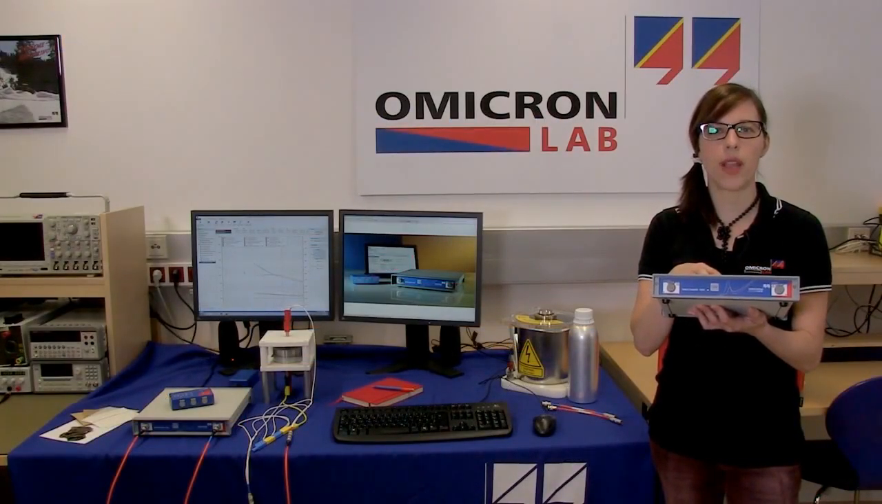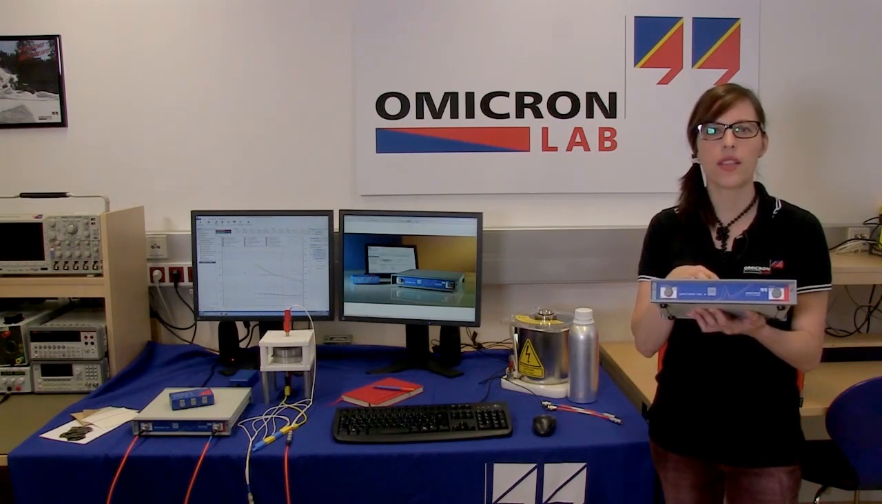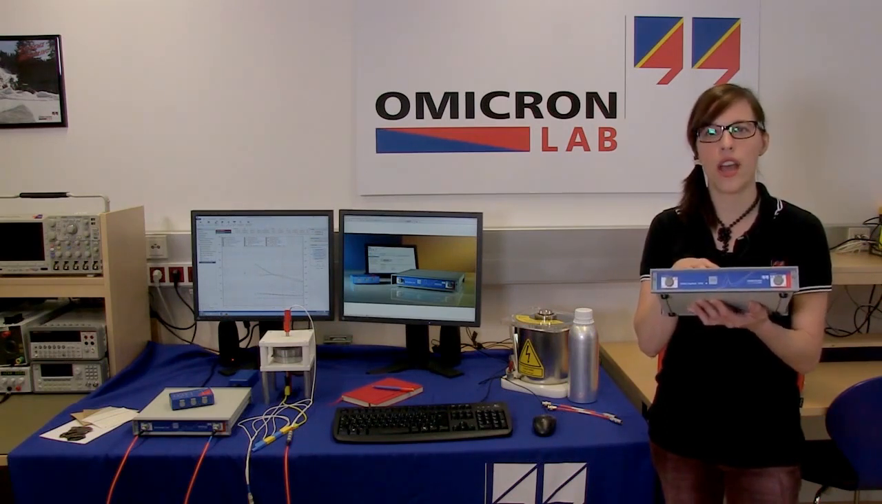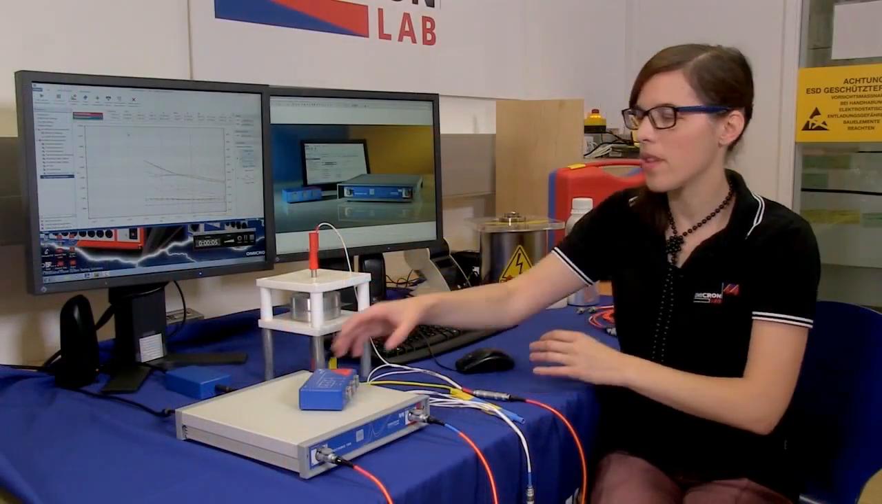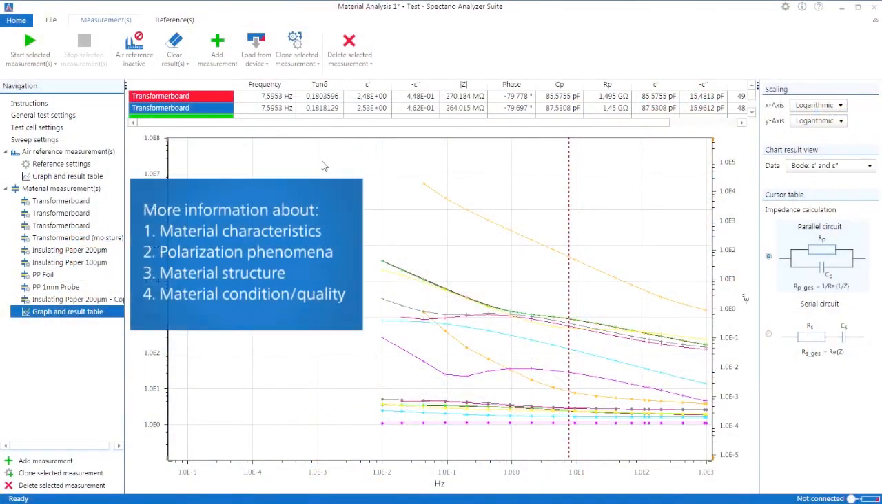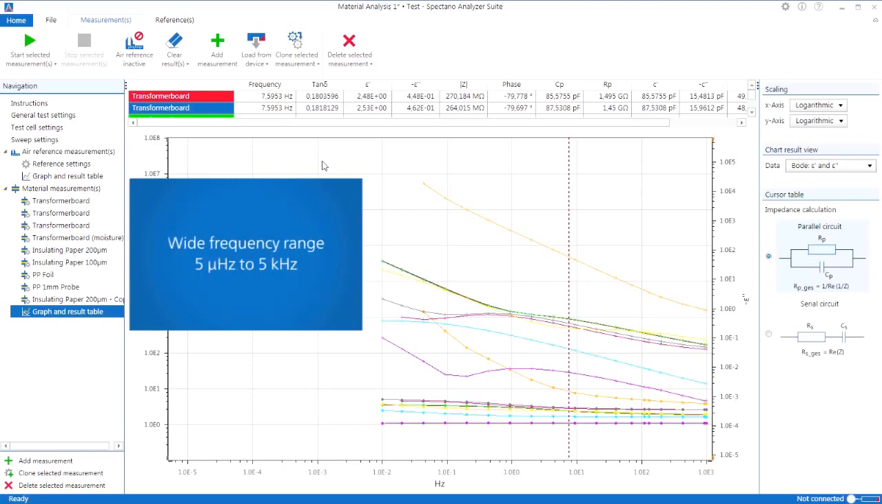Omicron Lab provides such a material analyzer with two dielectric spectroscopy techniques in one device, the frequency domain and the time domain. It combines the advantages of both techniques, fast and accurate at low and high frequencies. Together with the software and its accessories, it is especially designed for the analysis of liquid and solid materials to get more information about the material characteristics, polarization phenomena, structure or condition over a wide frequency range from 5 microhertz to 5 kilohertz.